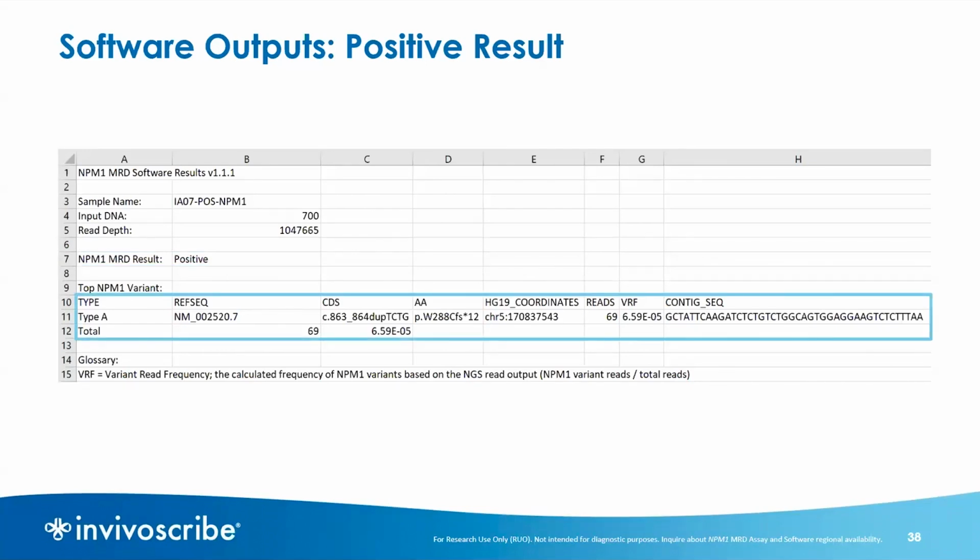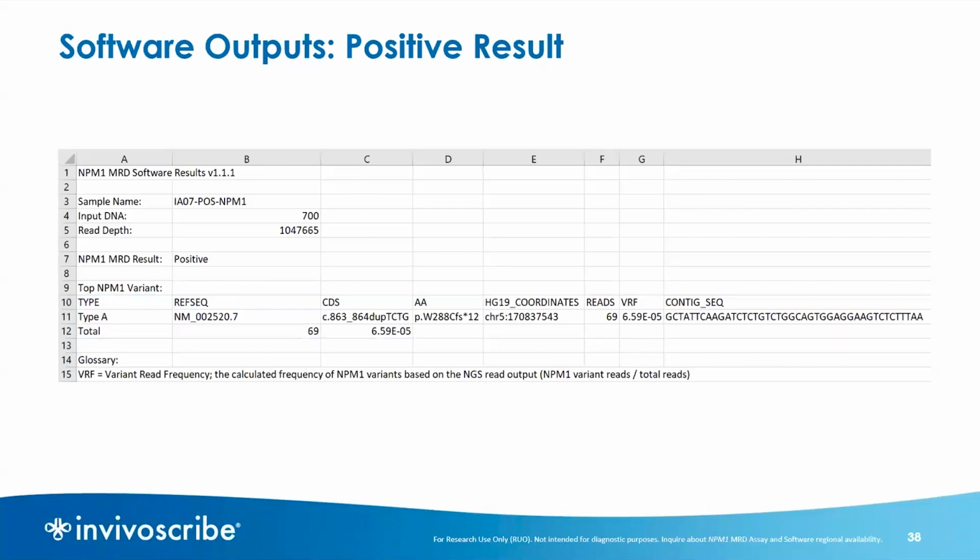And then if you do have a positive result, you'll have information for the top NPM1 variant. And if your variant is type A, B, or D, you'll also be given annotations to go along with this. If it's none of those, it'll just say other. So here in this example, we have a type A insertion in column A. And then moving on to column B, you can see you have your RefSeq ID, your CDS, your amino acid change, your HG19 genomic coordinates, and then your number of variant supporting reads, your VRF. And then lastly, in column H, you have your contig-seq. And what the contig-seq is, it's just the variant sequence detected in this specific region of exon 12.